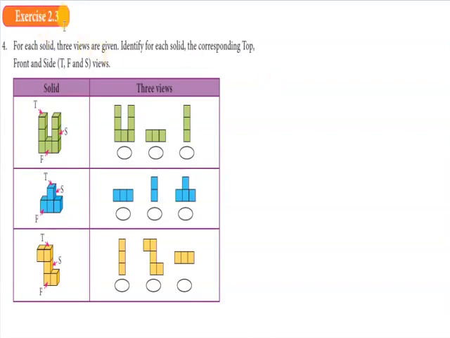Now we go for exercise 2.3, the fourth sum. For each solid, 3 views are given. Identify for each solid the corresponding top, front, and side. The top view is called T, the front view is called F, and the side view is called S.